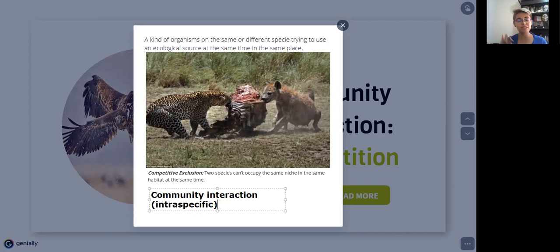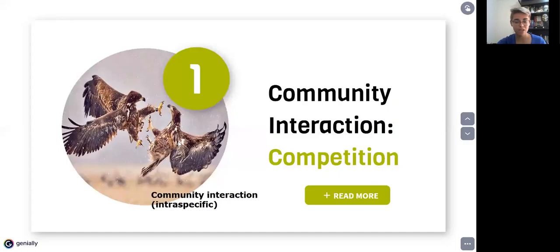If this happens between the same species, as we have in the previous example, the one that we had here, you can see these are two hawks fighting. Well, this one is an intraspecific interaction. Oh my God.